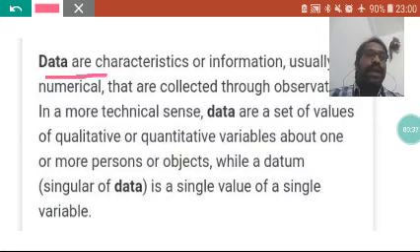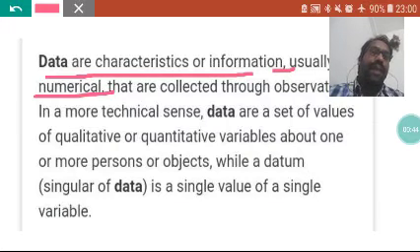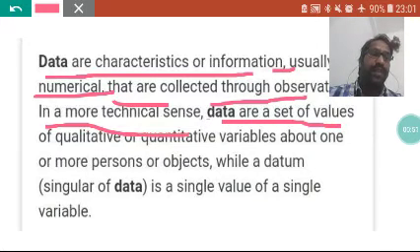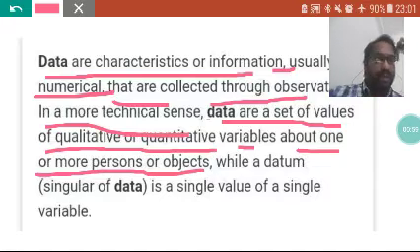Data are characteristics or information, usually numerical, meaning data are in number form, and that are collected through observations. In a more technical sense, data are the set of values of qualitative or quantitative variables about one or more persons or objects. It can be a person, it can be an object, or it can be a survey. From there we collect information, but in the form of numbers.